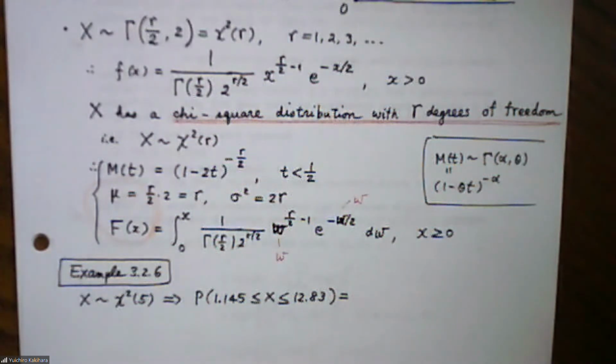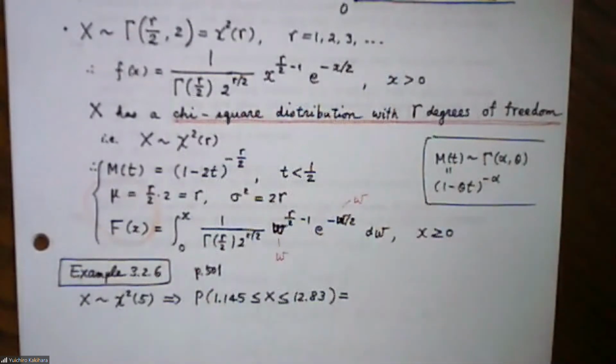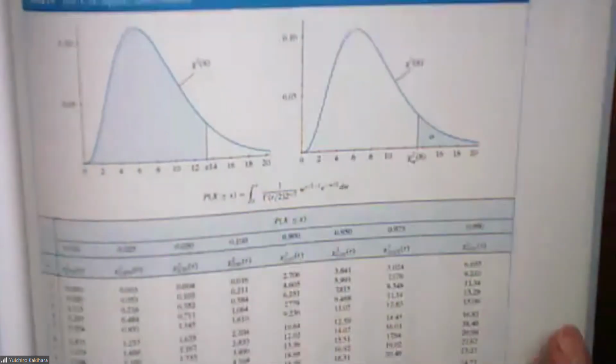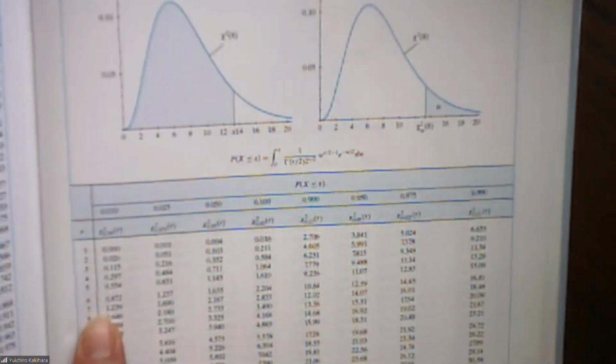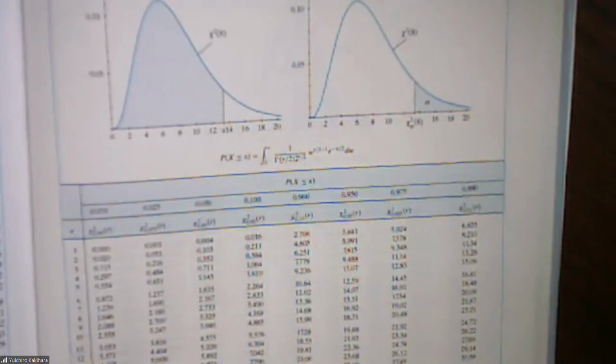Oh, right here, page 501. Look up page 501. There's a chi-square distribution table. So this is the one. You can't see clearly, but these are the degrees of freedom.